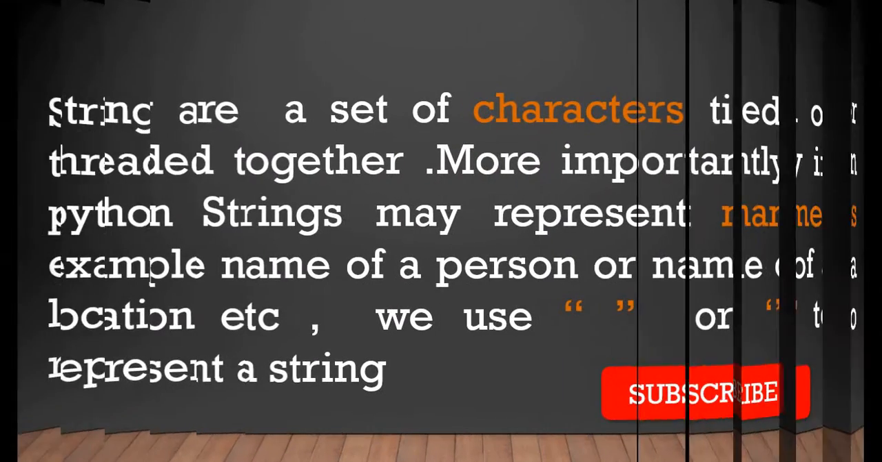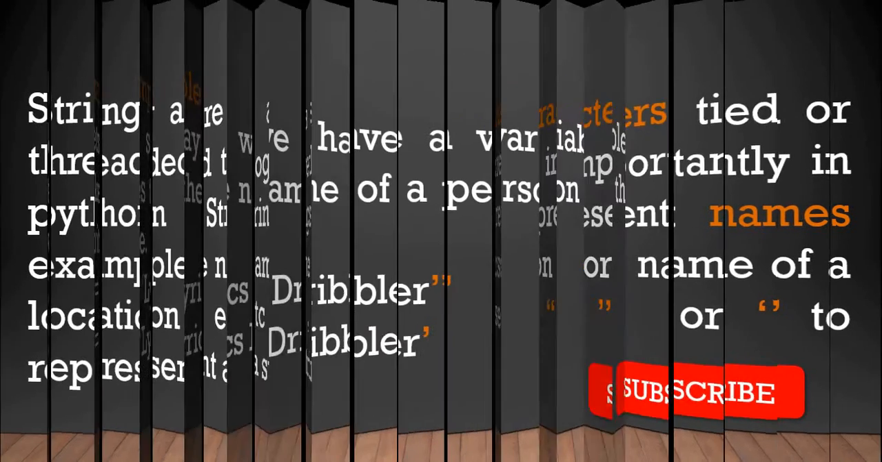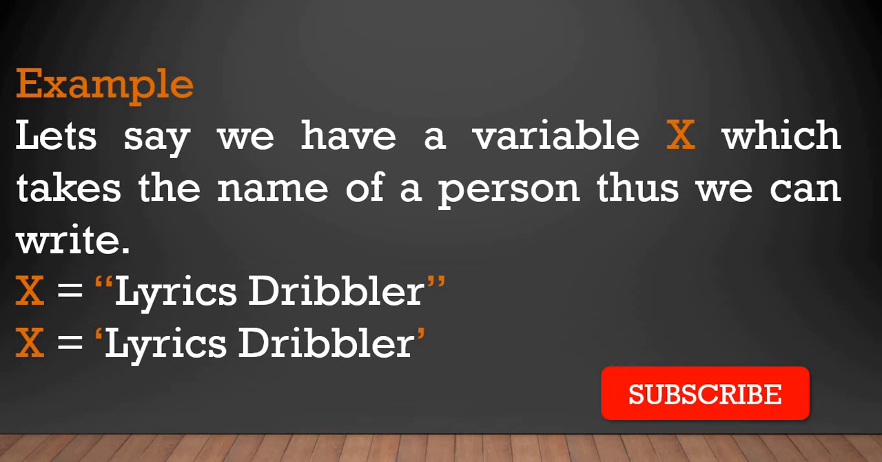Okay, so let's look at Python strings. Strings are a set of characters tied or threaded together. More importantly, in Python, strings may represent names, for example, the name of a person or the name of a location. We use the double quotation mark or the single quotation mark to represent the string. For example, let's say a variable x takes the string value lyrics dribbler, which is the name of a person. You can write x using a double quotation or a single quotation. That's how you represent a string.